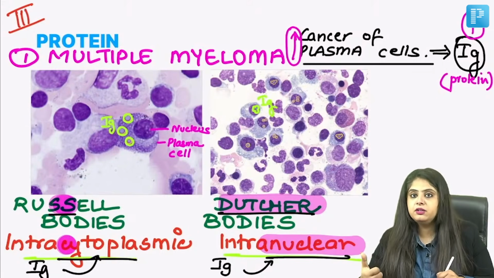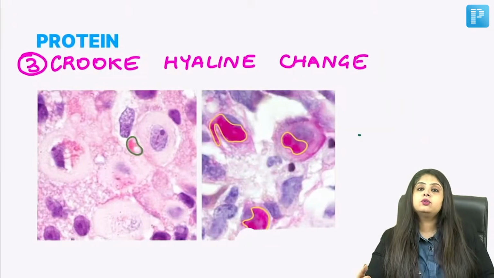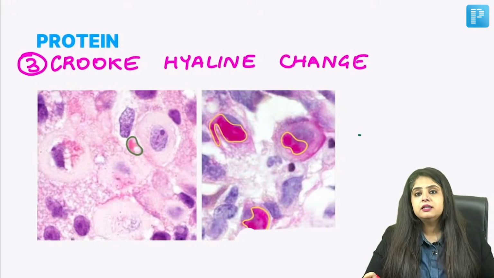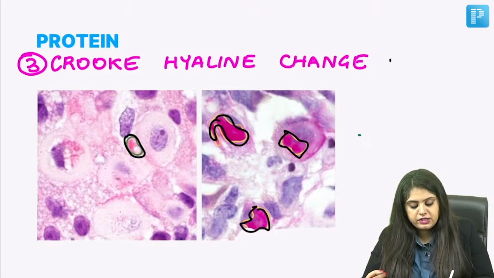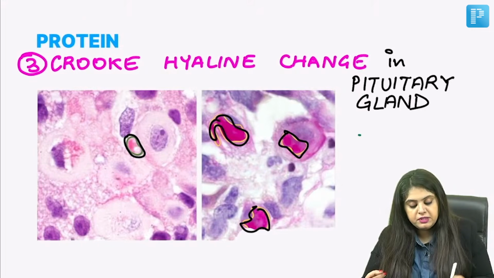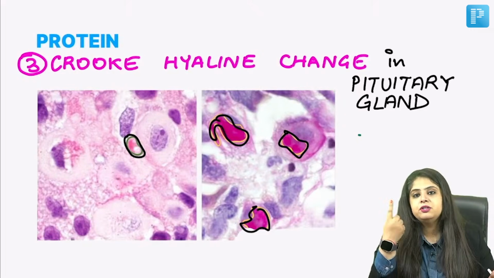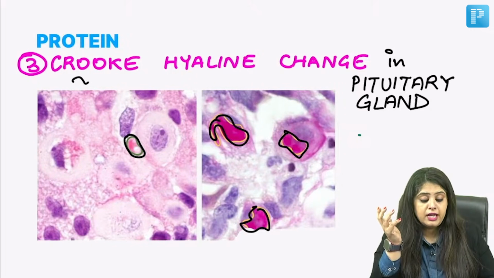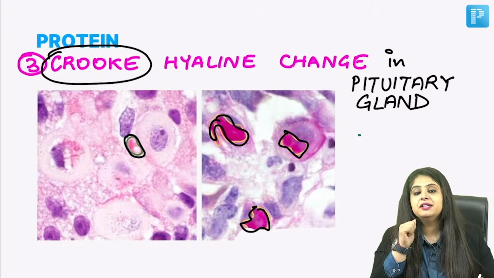So you've done one protein, plasma cell wala, multiple myeloma, second is alcoholic liver disease, and the third one is Crooke hyaline change. Have you read something about this earlier? What is Crooke hyaline change? This is also a pink protein. It is seen in the pituitary gland. But the interesting part is, you will think some pink protein is coming in the pituitary gland, but it is a crook. Crook means fraud. Some fraud is happening over here. That is how I have learnt it.